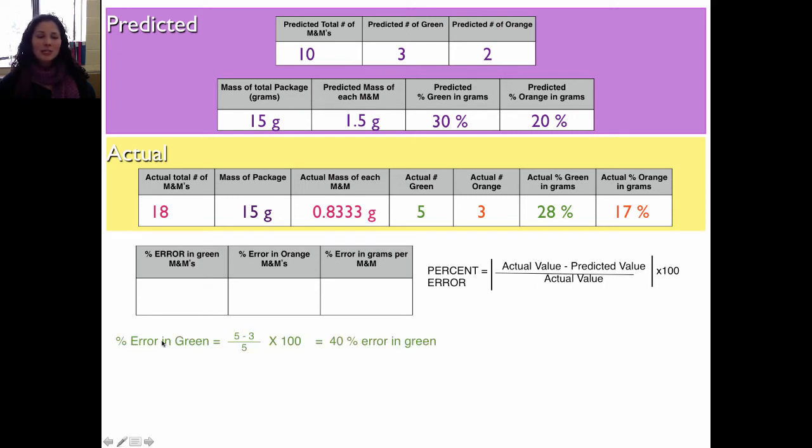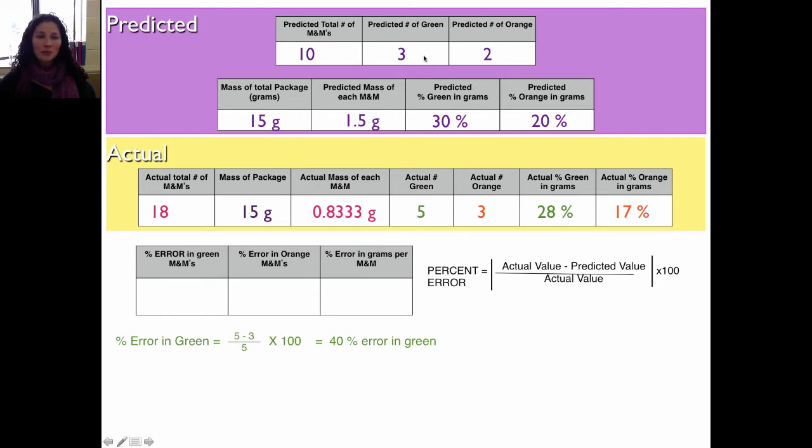So if I want to predict the percent error in green, there's a couple different ways I could do this. It's not specific on this chart, so I could use my percent error in green according to the number of M&Ms, according to the mass of the green M&Ms that I predicted versus the actual, or I could do the predicted percent of green versus the actual percent of green. So it's up to you, but I'm going to be simple and use the actual number of M&Ms. So my actual value was 5 green M&Ms here.